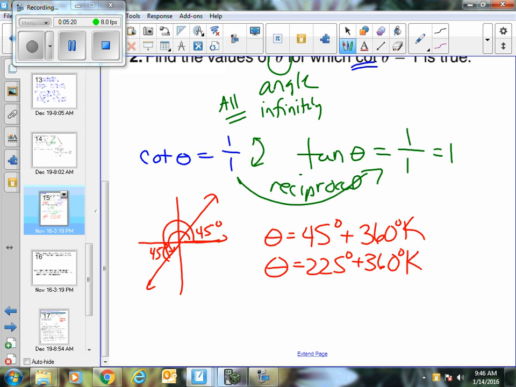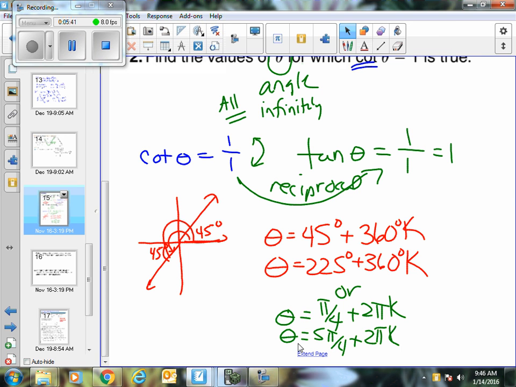So if you like to have things written in degree form, that's fantastic. Or you could do this in radians. So 45 degrees is the same as pi over what? 4 plus 2 pi k, and then you could say 225 is the same as 5 pi over 4, right? 45 past 180. And that's great too. So that's kind of an either or.